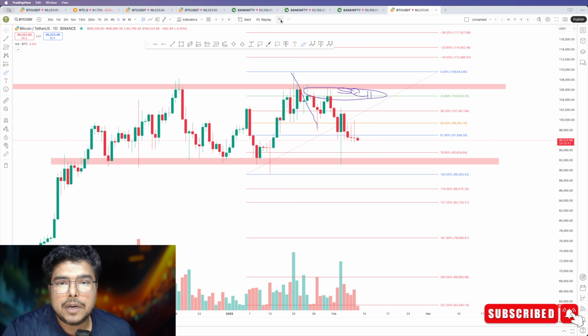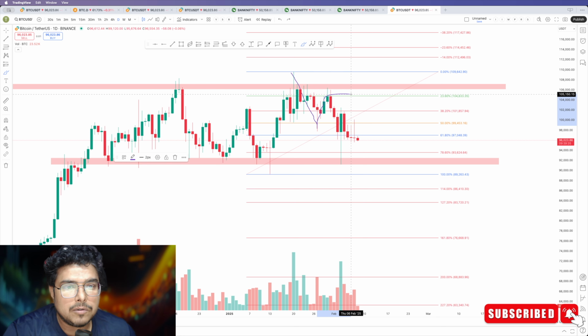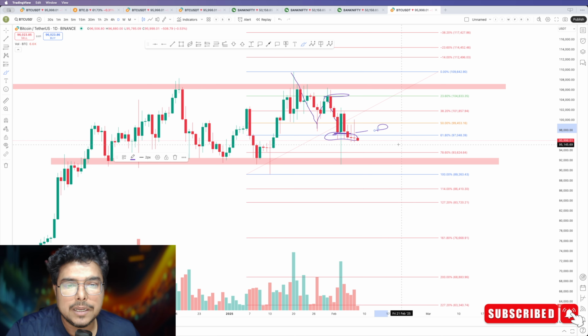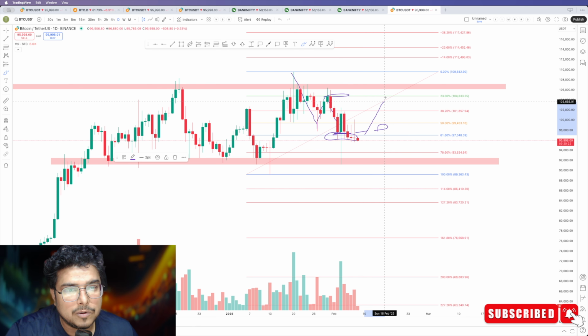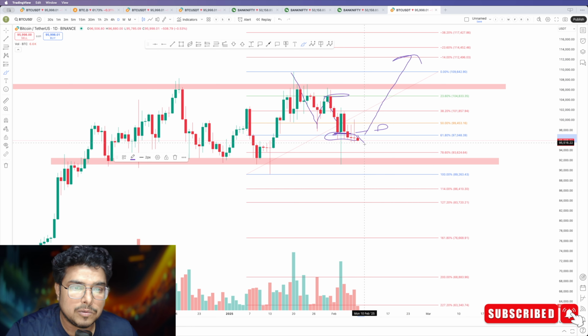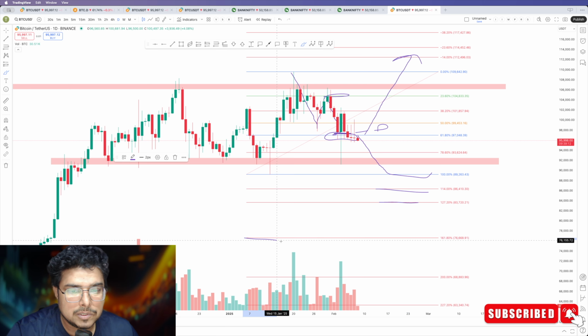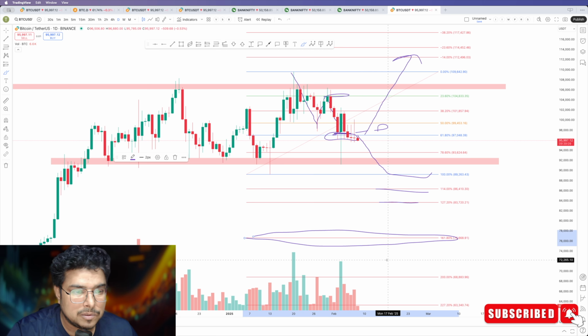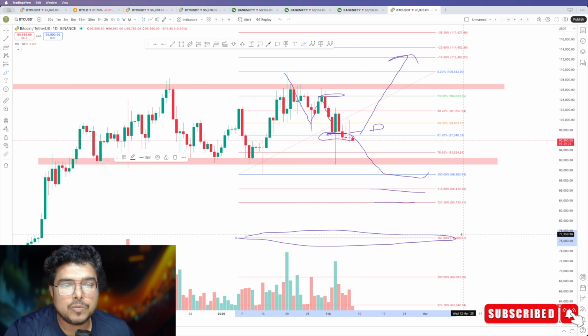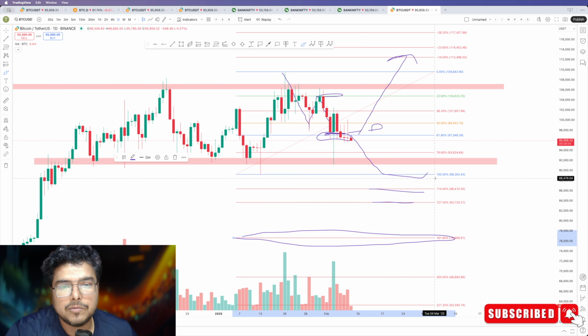After that, what happened? It gave a pullback to around the same range. It came to 61.8%, which is actually a deciding level always for price. So basically, it can go further up from here. It can go down up to 100% first, and it may go to 127%. The maximum we can see in future, possibly, is 161.8%. But right now we are just predicting.